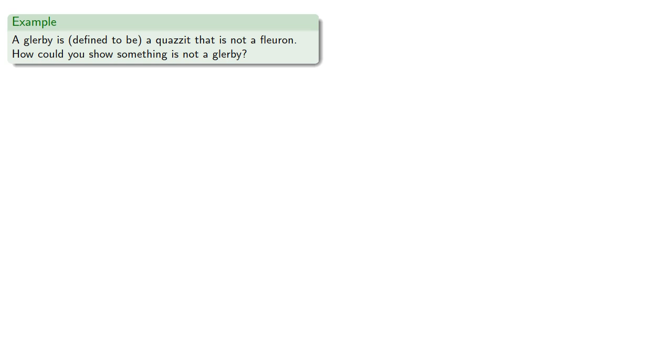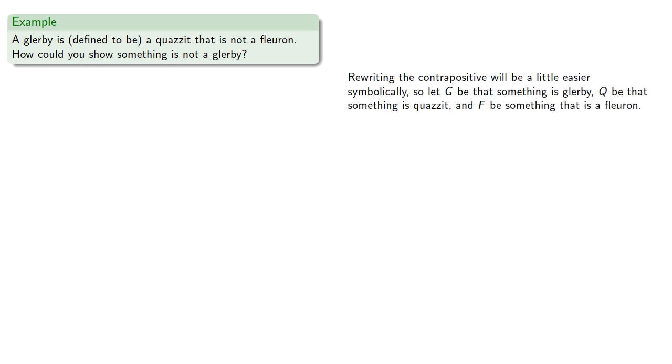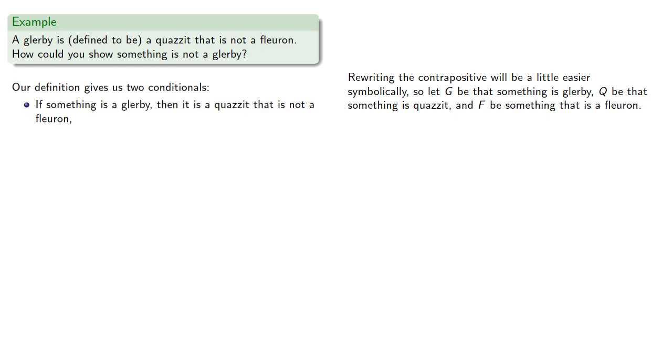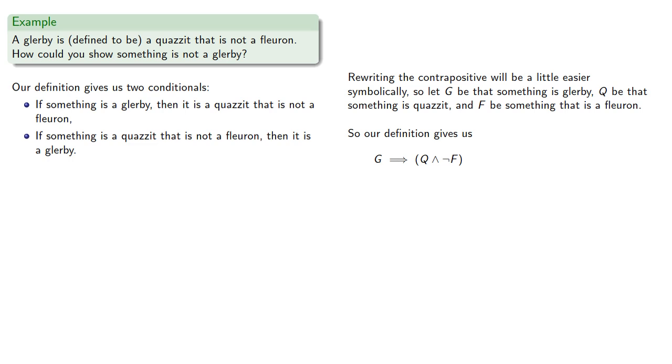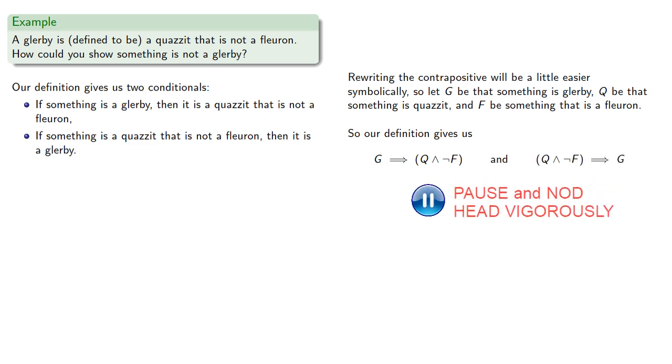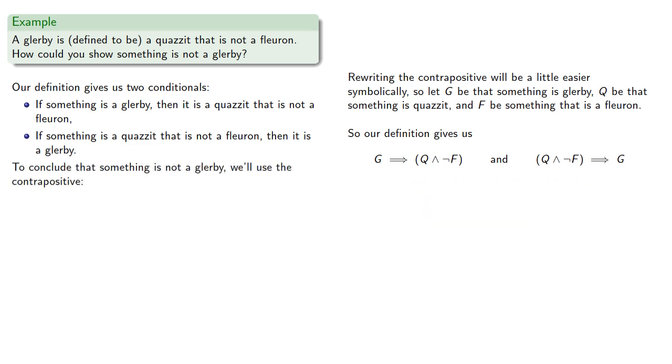So rewriting our contrapositive will be a little easier symbolically. So let G be something that's glurby, Q be something that is quasit, and F be something that is a fleuron. So our definition, if something is a glurby, then it is a quasit that is not a fleuron. We can write that as, and the converse, if something is a quasit that is not a fleuron, then it is a glurby. We can write that as, to prove something that is not a glurby, we'll use the contrapositive.